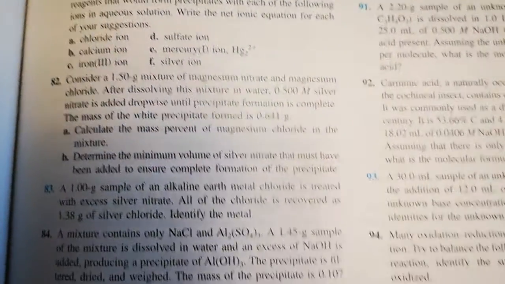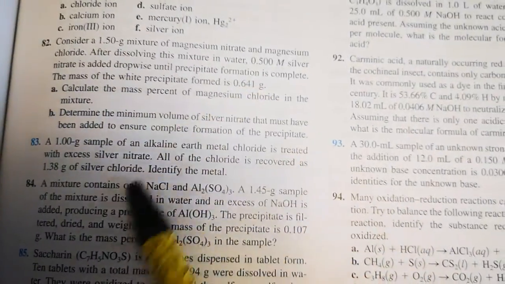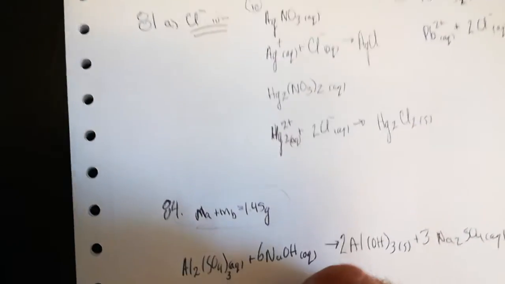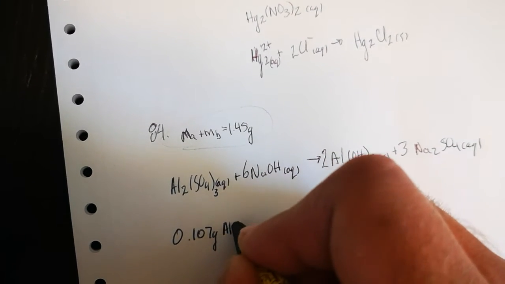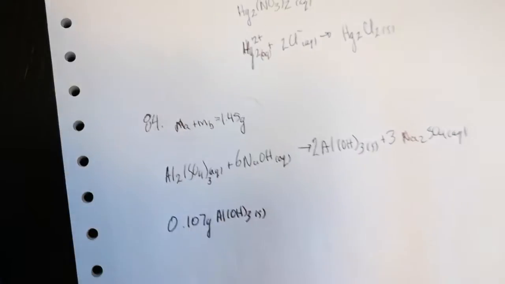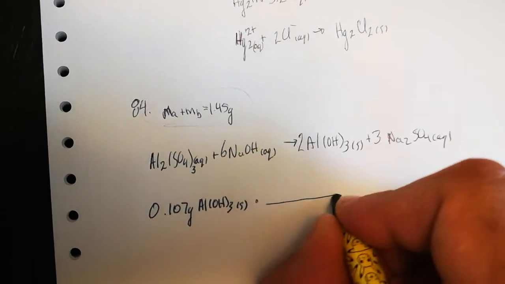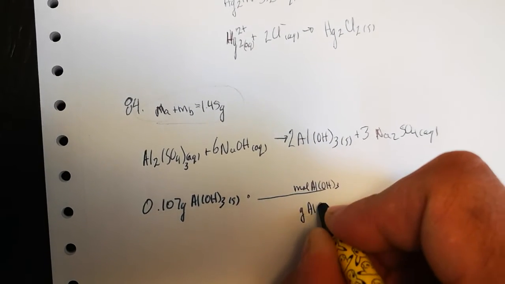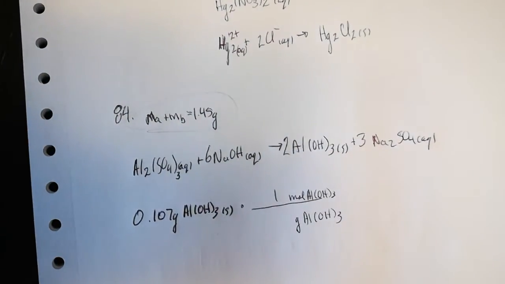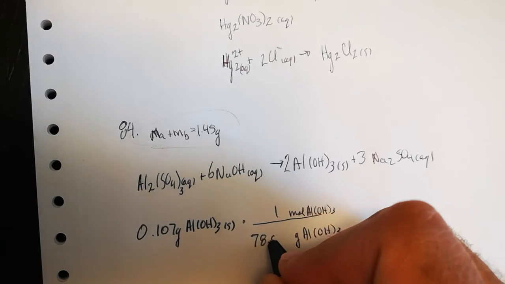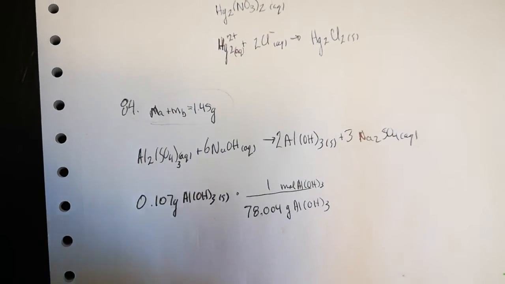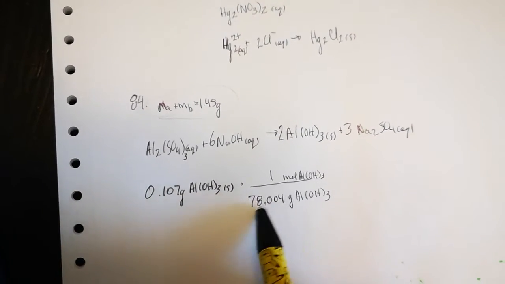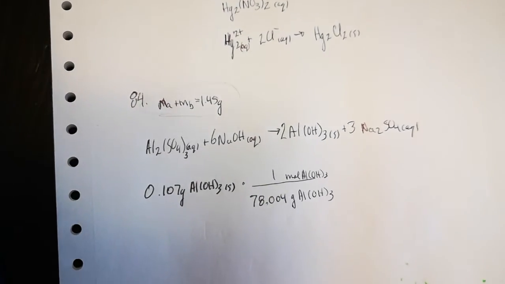So we know the mass in question number 84 here. 0.107 grams of aluminum hydroxide. That's what was recovered. So first step would be to convert that into moles of aluminum hydroxide from grams of aluminum hydroxide. And 1 mole is equal to about 78.004. The more digits you carry here, the less likely you are to have a rounding error later on. But since this has 3 significant digits and this has 5, I doubt that this will make a difference when we round our final answer.